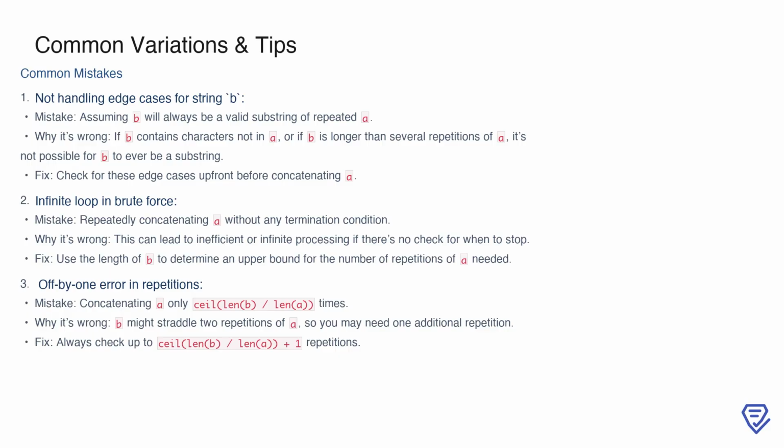Another mistake is creating an infinite loop with a brute force approach. Without a clear termination condition, repeatedly concatenating A can lead to inefficient or endless processing. To prevent this, you can use the length of B to calculate an upper bound for how many times A needs to be repeated. Lastly, there's the off-by-one error in calculating repetitions. If you only repeat A ceil(len(B)/len(A)) times, you might miss cases where B straddles 2 repetitions. Always add 1 extra repetition to ensure you've covered this scenario.